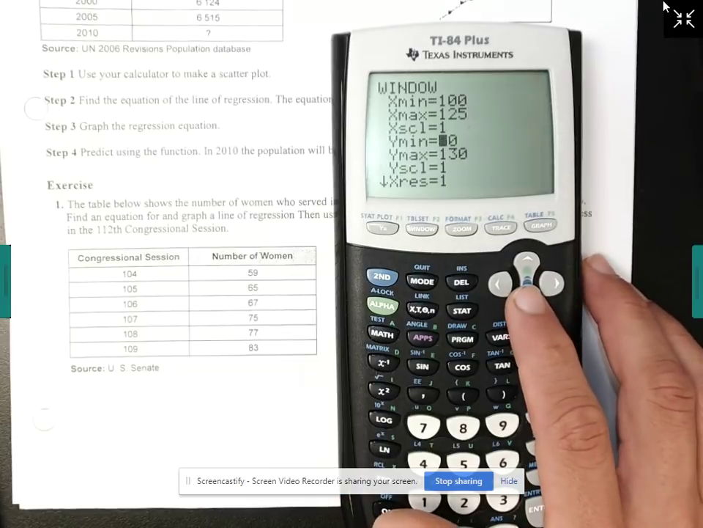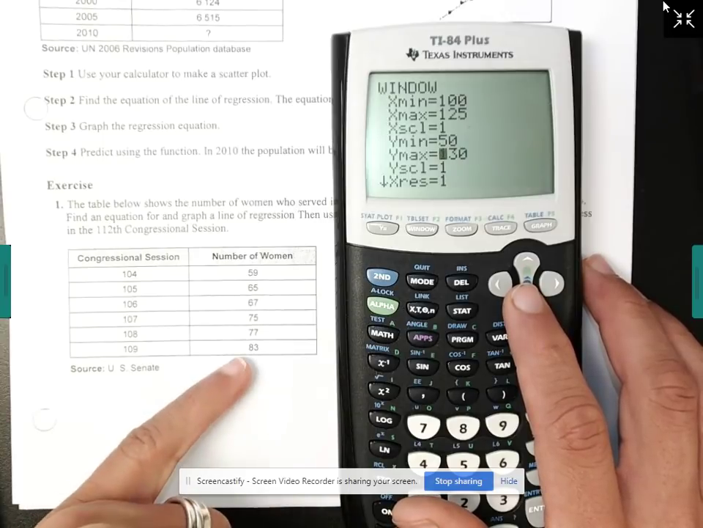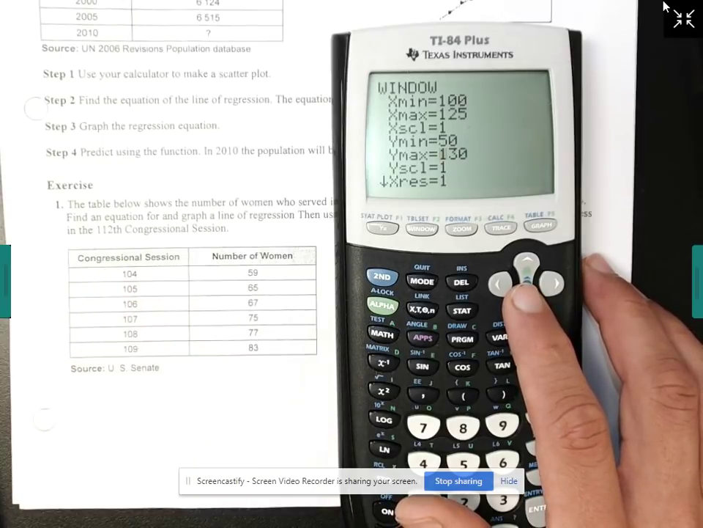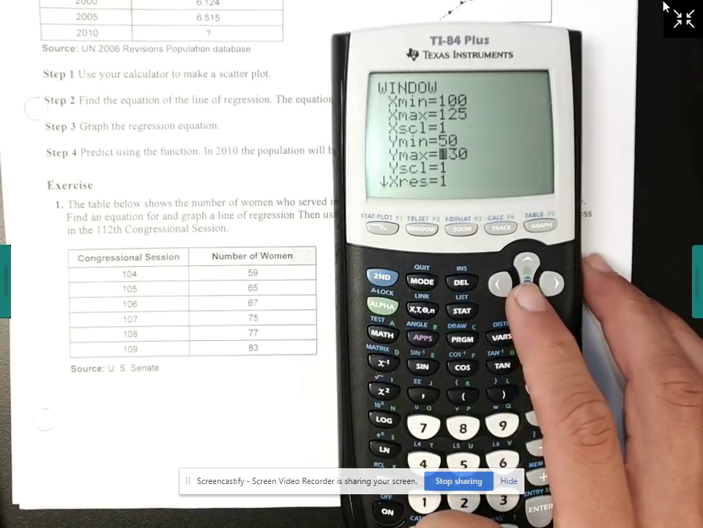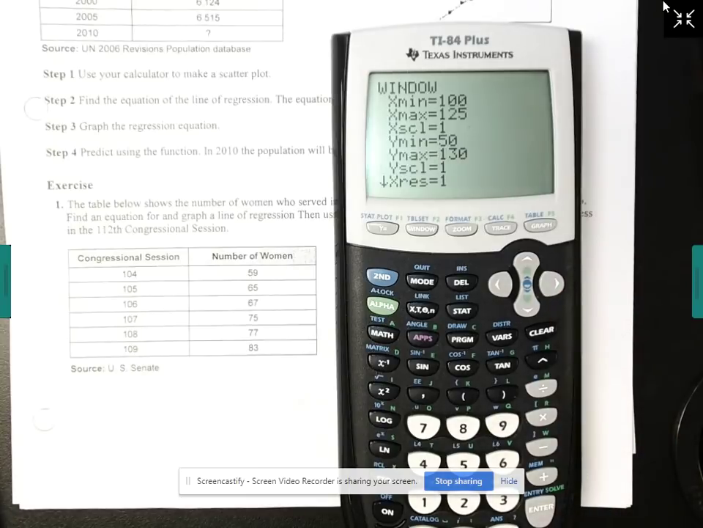All right, for my minimum, I want to make my minimum for the y coordinates. I'm going to make that 50. Notice that's less than this number. And I want to make my maximum about 130, all right, which at this point I don't really know how many women are going to be in the Congress in the 112th session. So again, notice that that's how I pick a window. Now, if it doesn't work out, it's fine. It's not a big deal. Just keep changing that window.